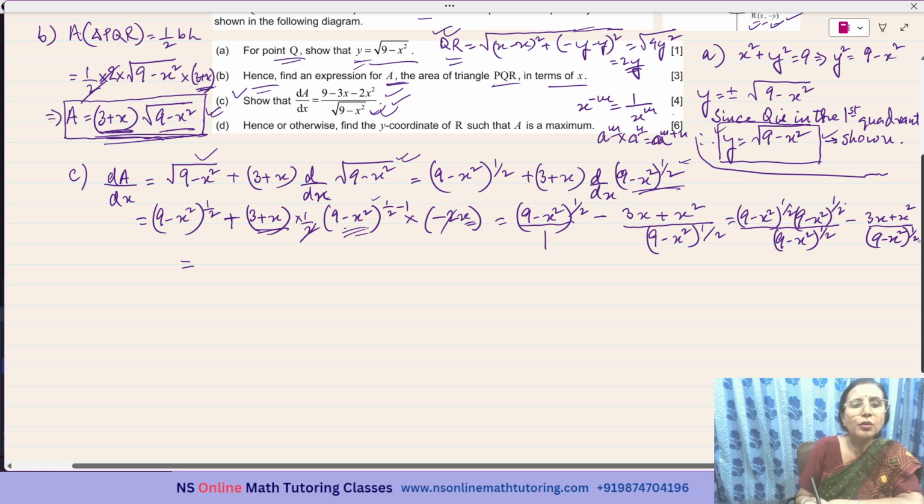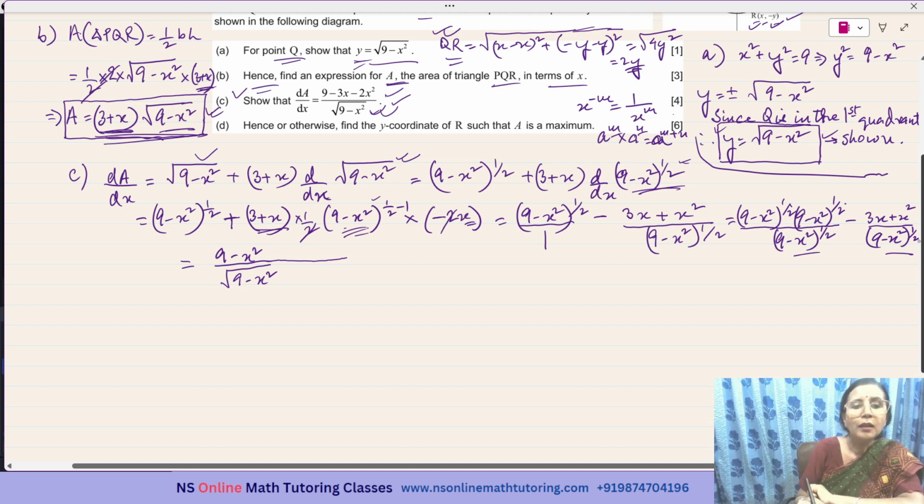Okay. So this will be 9 minus x squared raised to the power of half, raised to the power of 1. I am not writing raised to the power of 1. We do not write raised to the power of 1 explicitly. So it is basically 9 minus x squared over, let me write square root this time, 9 minus x squared, and I can now take this common denominator as square root of 9 minus x squared, because this is square root of 9 minus x squared. This is also square root of 9 minus x squared.